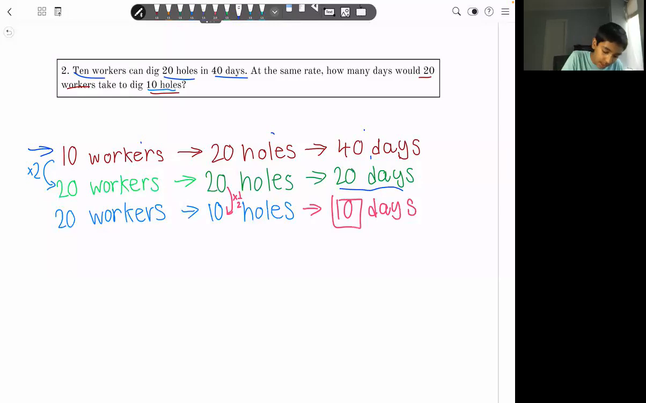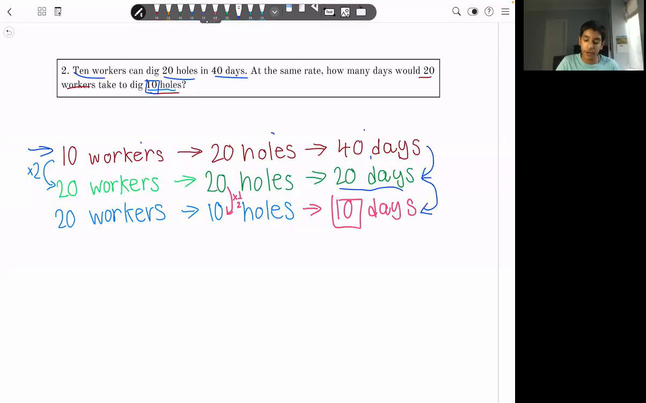So we're changing the part, okay, how many workers? And then after that, okay, now we have 20 workers, 20 holes, instead of just 10 workers, 20 holes. But now we need it in 10 holes, not just 20 holes. And then we change the holes part. So instead of 20 holes, now we have 10 holes. And that's why it's just going to be half the amount of time. So in each step, we change one thing, and then we find out what it is, and then we multiply the ratios accordingly.